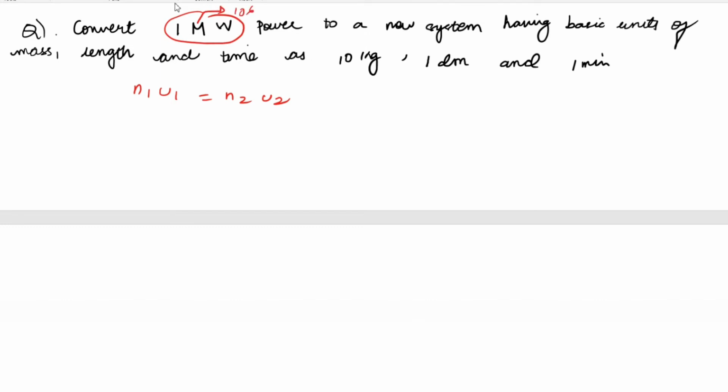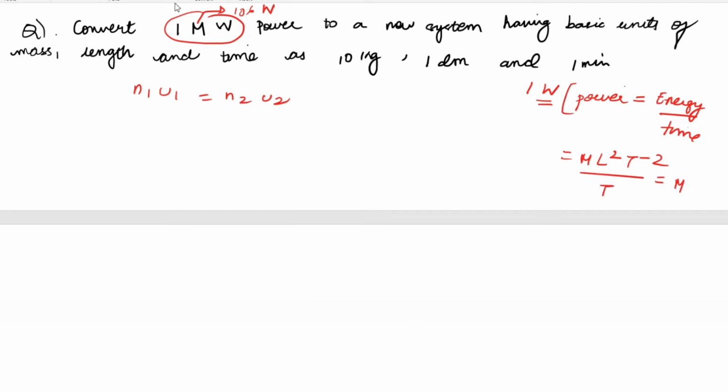And watt is the unit of power. And power is nothing but energy by time. And energy is nothing but force into displacement. Yes, energy is the same as work done. So the dimensional formula will become ML square T power minus 2 by T, that is the T in the denominator for power. So solving, you will get ML square T power minus 3 as the dimensional formula of power. Now we have to convert this 1 megawatt into the new system of units.